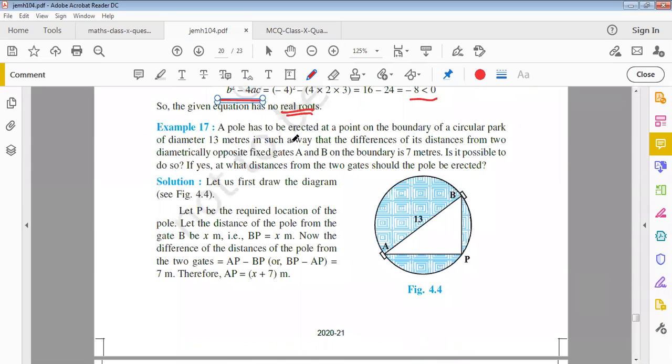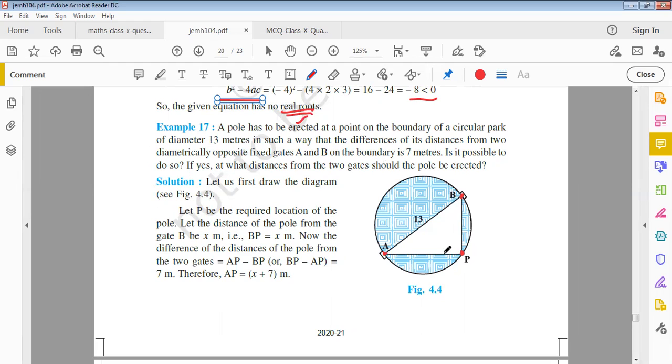Now look at this one. A pole has to be erected at a point on the boundary of a circular park of diameter 13 meters. Here the pole is erected, meaning standing position. Now 13 meters in such a way that the difference of the distances from the diametrically opposite fixed gates A and B on the boundary is 7 meters. So what is it trying to say? In such a way that the difference of its distances from these two diametrically opposite points, from the P point, if you take the distances, the difference between them is 7 meters. Is it possible to do so? Is it possible? It is asking.